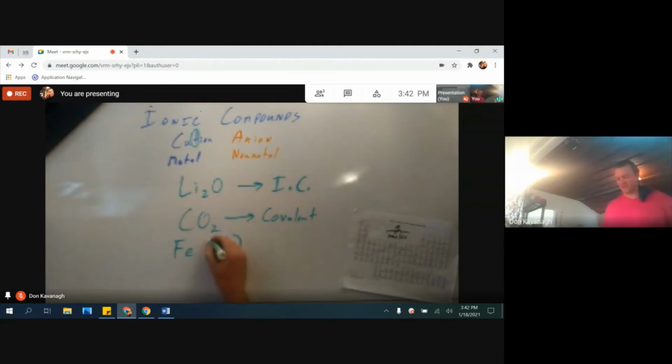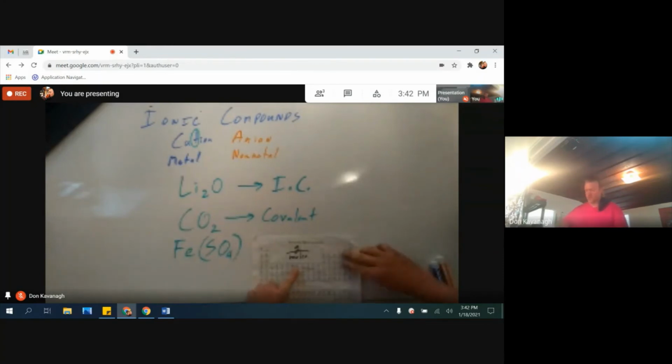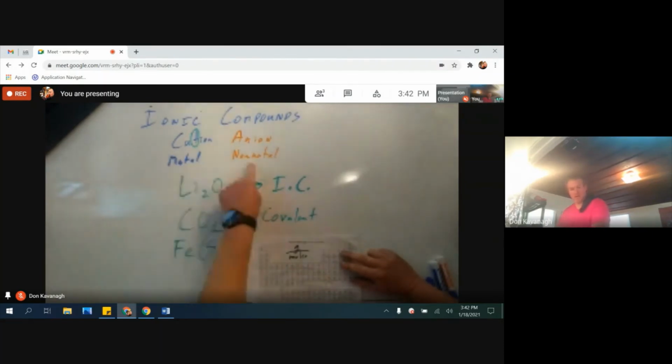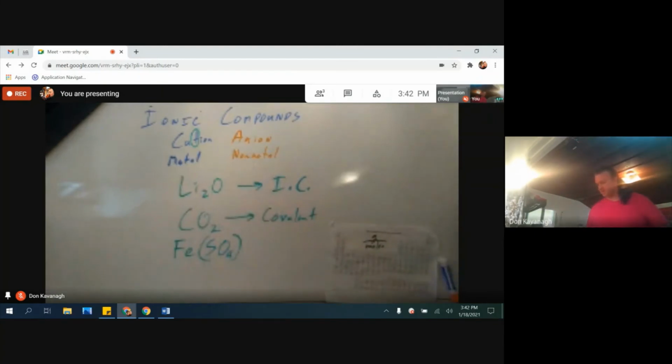FeSO4, iron sulfate, fool's gold. Iron and S, O, sulfur and oxygen. I find them all on the periodic table. One is a metal, one is a nonmetal, the other is a nonmetal. So this fits the criteria. It's an ionic compound. There are metals and nonmetals in the formula.